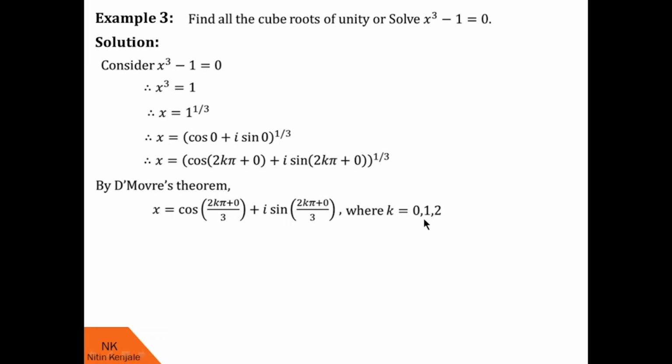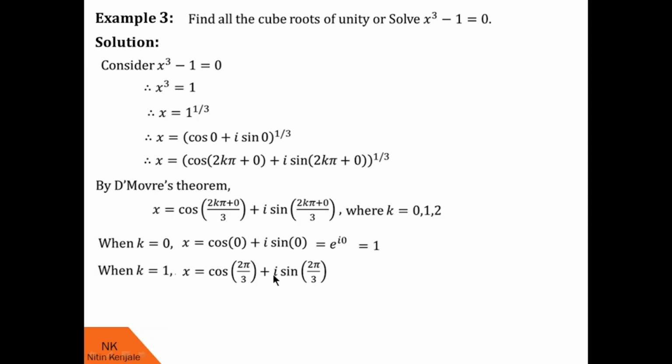Now let us substitute values of k one by one into this to find out the 3 distinct roots of this equation. So when I put k is equal to 0 here, I'll get cos 0 plus i sin 0, that is e raised to i 0, that is 1. When we put k is equal to 1 over here, we get cos of 2 pi by 3 plus i sin 2 pi by 3, that is e raised to i 2 pi by 3. And lastly, when we put k is equal to 2, we get x is equal to cos of 4 pi by 3 plus i sin 4 pi by 3, that is e raised to i 4 pi by 3. These are the 3 distinct roots or cube roots of unity.